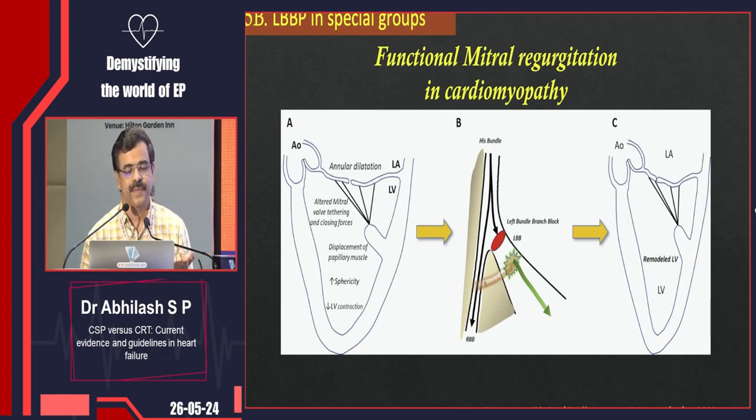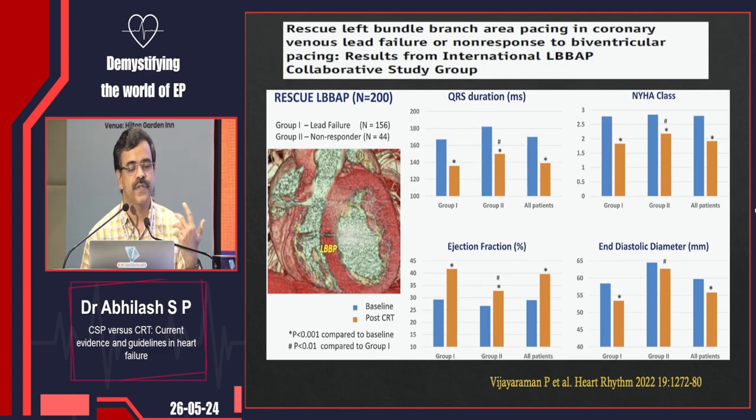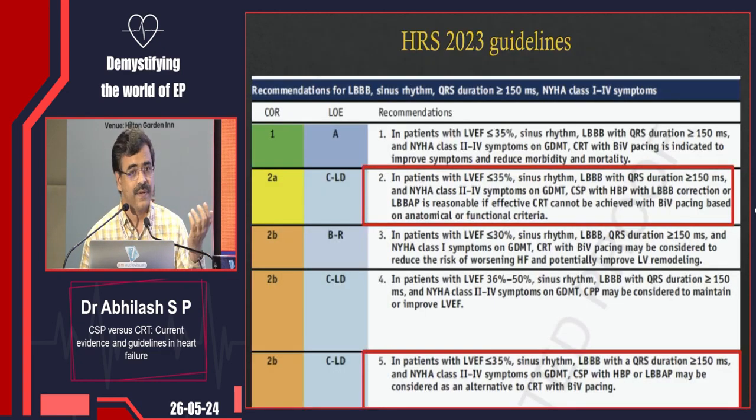Then functional resuscitation in cardiomyopathy. We have case reports or even short series telling the utility of left bundle pacing. This is the group study with left bundle area pacing in coronary venous lead failure or non-responsive to biventricular pacing. Other options are limited for these patients because already CRT has failed, where the left bundle can actually improve. We have the complex devices like WiSE-CRT and all for this subset, but it's very complex because you have an endocardial pacing lead, you have to place an LV, but this is much simpler compared to that. Then these are the evidences so far. That's the first part of my talk.